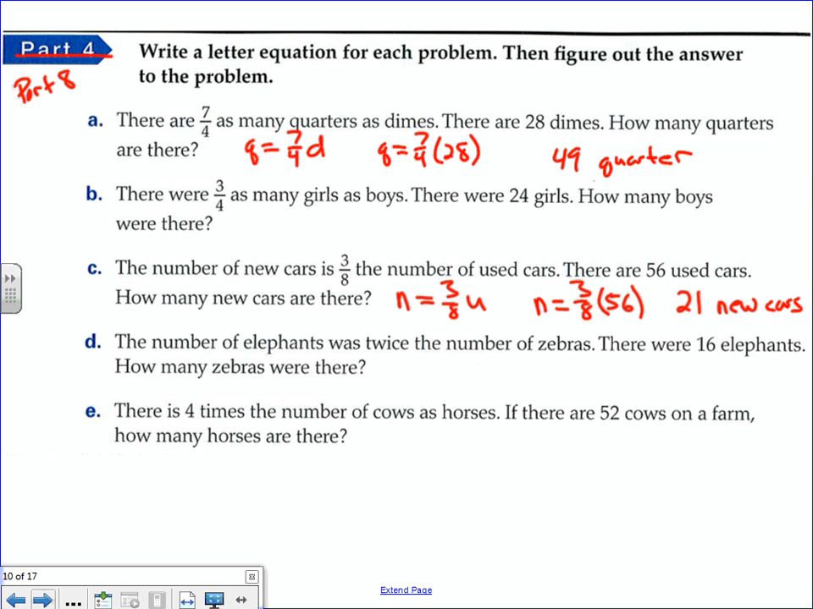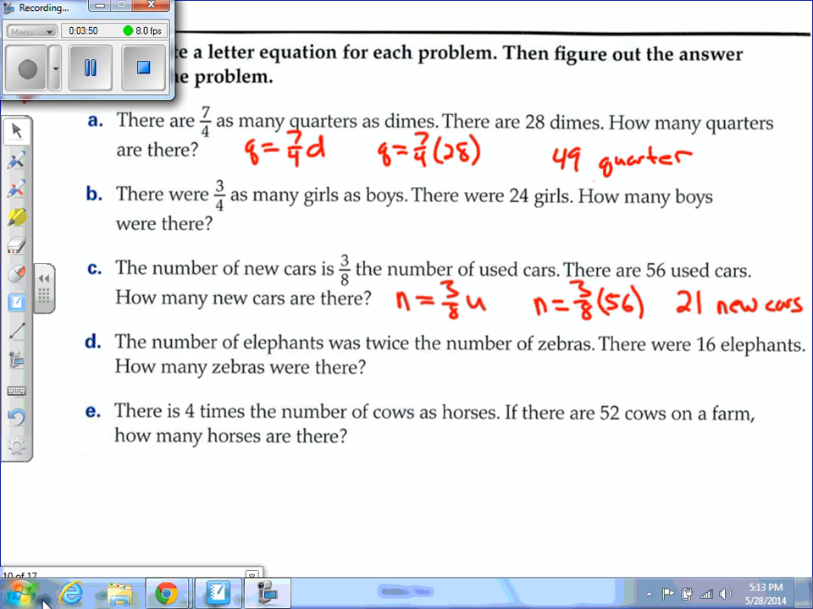Okay, you can go ahead and finish the rest of these on your own. Keep in mind that some of these you may have to multiply by the reciprocal to solve them. Okay, it just depends on where the number gets substituted in there. Again, when you're finished, check with me to make sure you've got them all correct so that you can move on and review another part.